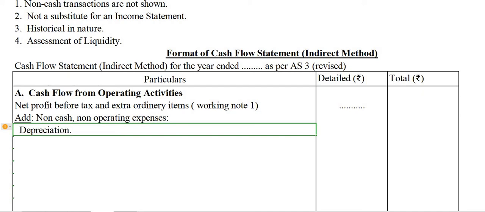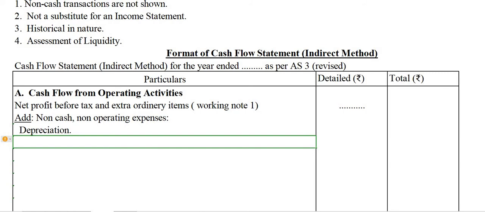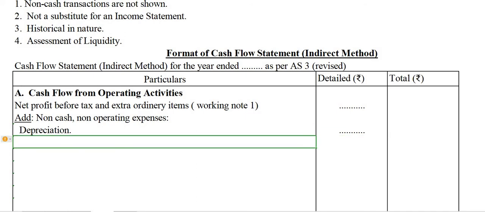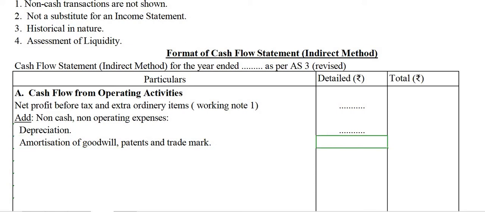So the first important non-cash expense is depreciation. Depreciation we are not giving in cash, so that can be added. And another one, like depreciation, we know that amortization is there for intangible assets. That means decrease in the value of intangible assets, that will be added.